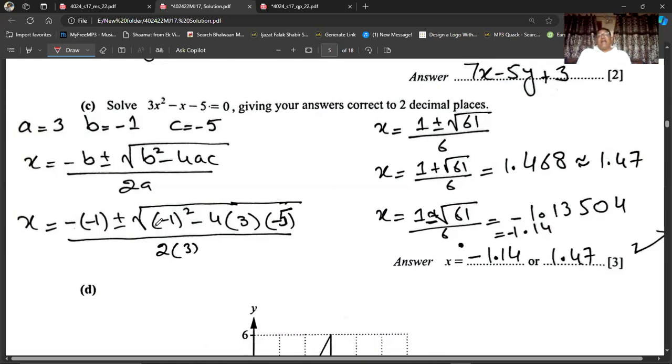The coefficient of the x is minus 1. It is represented with the b. And the constant term here is minus 5. This is represented with the c. We will write the quadratic formula.